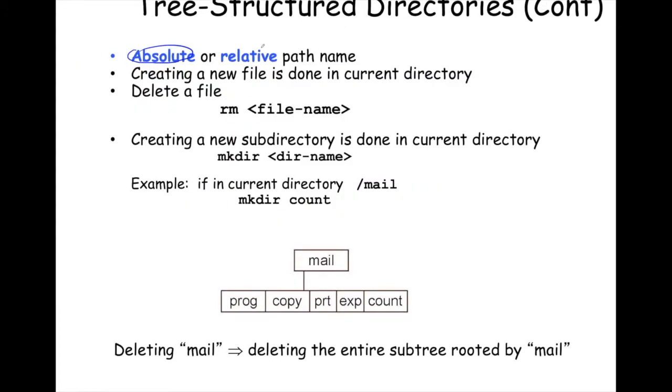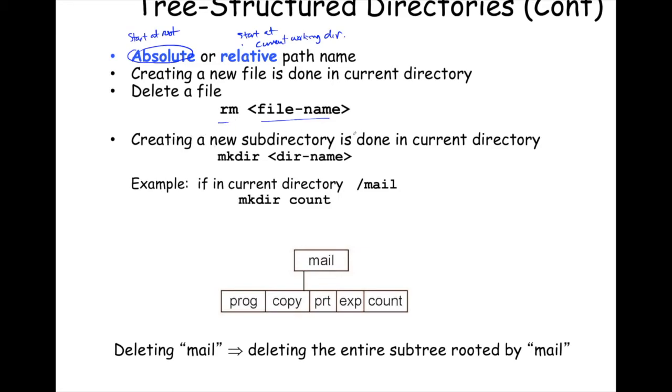Relative is from the current working directory. So this says start at the root of the file system. Relative is to start at the current working directory. And so whenever you create a file, it's always done in the current directory. If you're going to delete a file, you say remove, and the file name is done from whatever the current working directory is. That's the context for the command. The context is always at the cursor, right, the current place where you are.